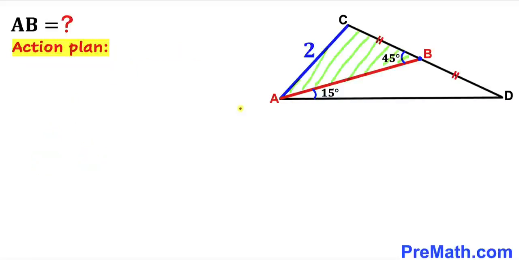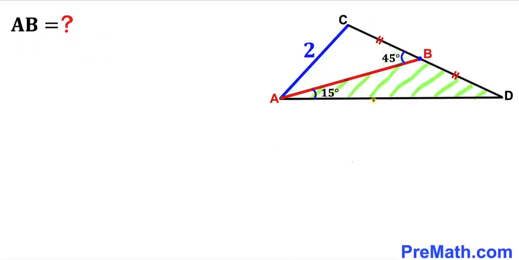And here's our action plan. Since we are interested in calculating the side AB, and we know this side length AC is 2, we are very much interested in this triangle ABC, and we are going to calculate these angles BAC and this angle ACB as well. And here's our very first step.